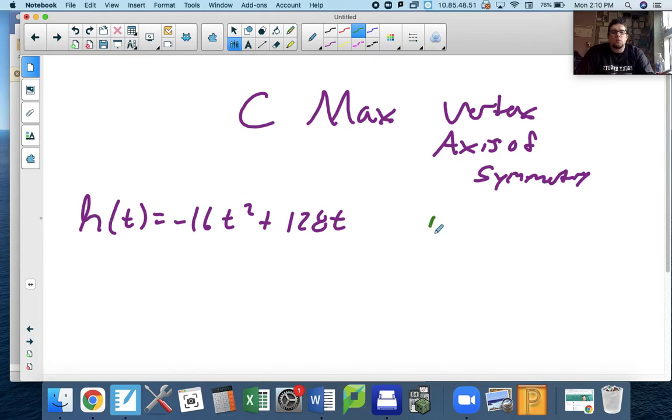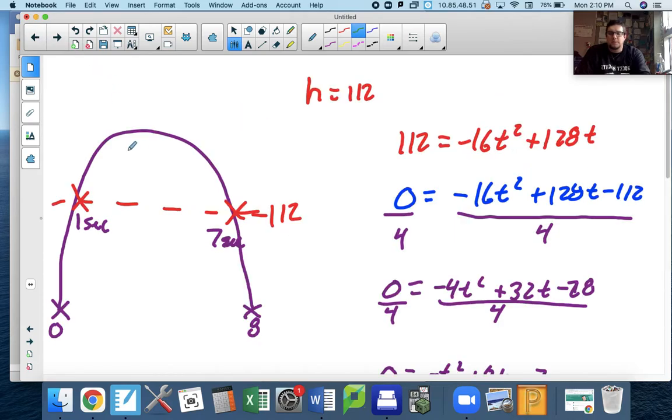We need to know when is it max. So in the picture, we're trying to figure out the time that it's at the max. Now we've already solved half of this. You could probably take a pretty good guess because quadratics are symmetrical. So if it's 0 and 8, halfway would be 4.